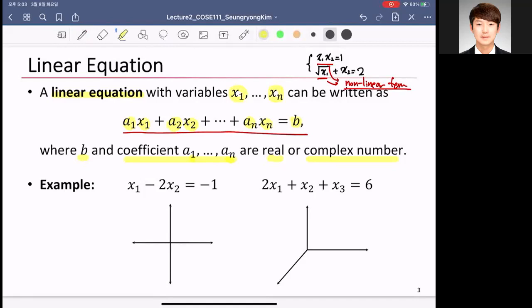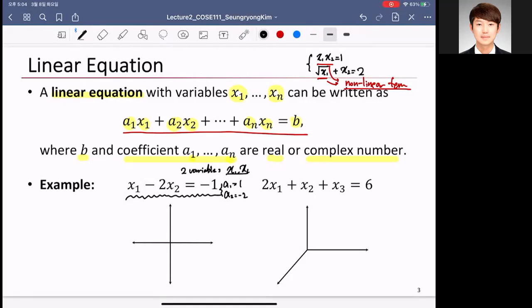Okay, so here's an example. How to draw this kind of linear equation. First of all, let's suppose that we have x1 minus 2x2 is equal to -1. In this case, we have two variables, x1 and x2, right? And we have coefficients, a1 is equal to 1 and a2 is equal to -2 in this case. Then, how to plot this linear equation? We already studied this in middle school or high school, right? So, how can you do that?